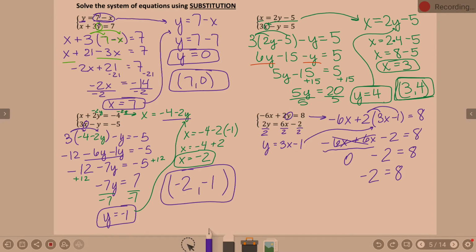Oh, I know. What do you think? Does negative 2 equal 8? No. Right? That matters right here. Negative 2 does not equal 8 in any way, shape, or form, so what's that lead you to believe? There's no solution. Yes, sir.